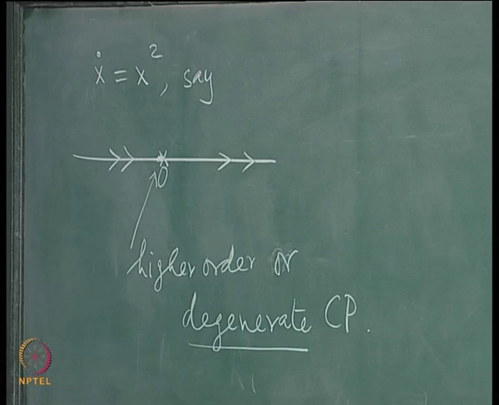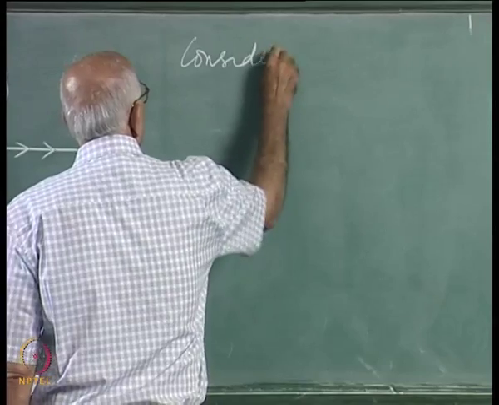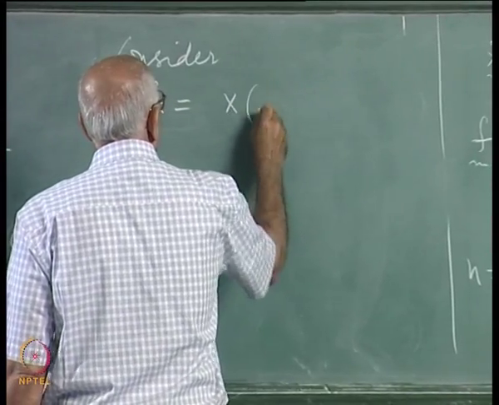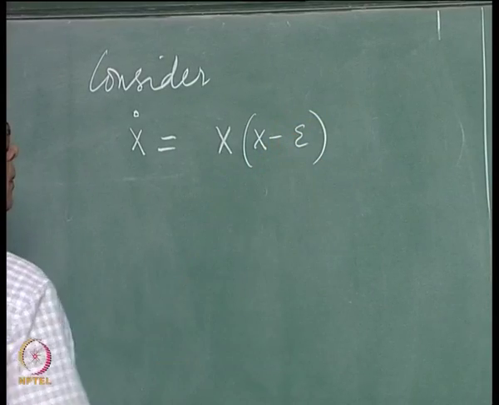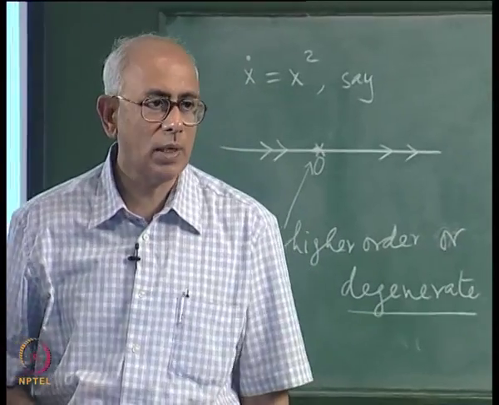A typical one would start with the linear term and then, unless there is an accident, it would always be present and then go on to a quadratic and cubic term and so on. Therefore, since this is not generic, we would like to make it generic by saying this double root at x equal to 0 came about by two roots coinciding with each other. So let us split one of those roots and consider instead x dot equal to x times, let us say, x minus epsilon, where epsilon is some small positive number to start with.